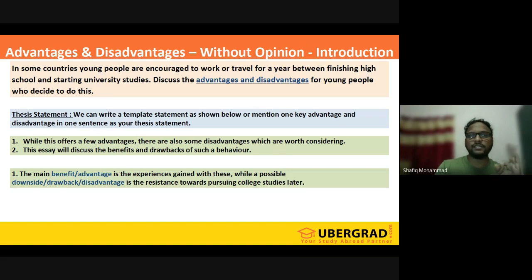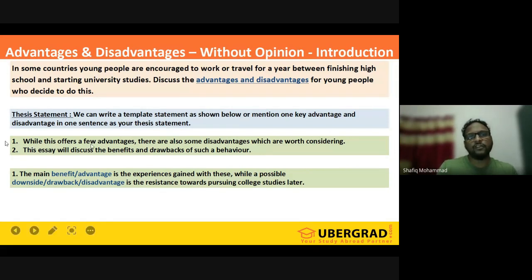So the introduction has three sentences. One is paraphrasing the question. Next is the thesis statement. And the last one is the outline of the essay. The thesis statement and outline of the essay go hand in hand. People mix them and write them. For example, the thesis statement is like this.